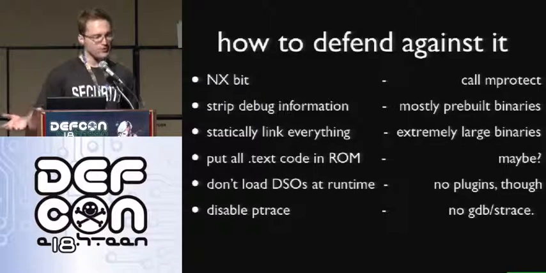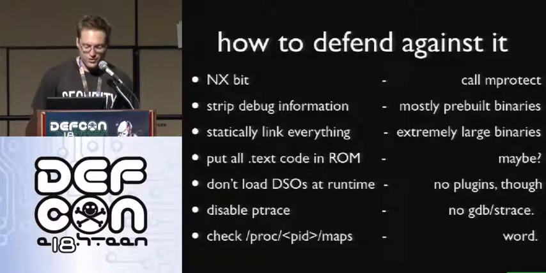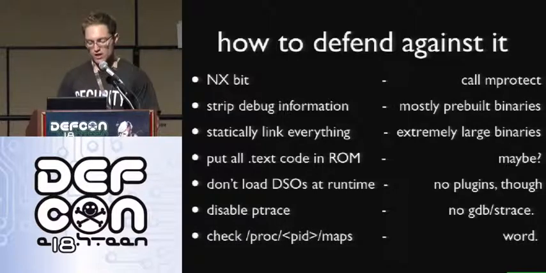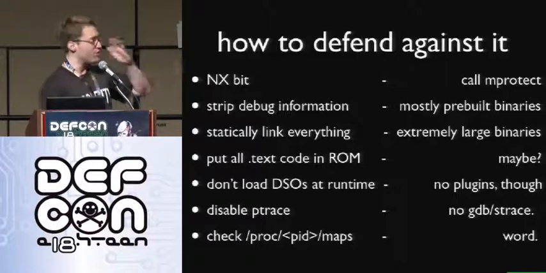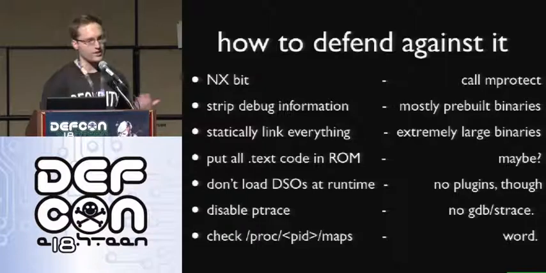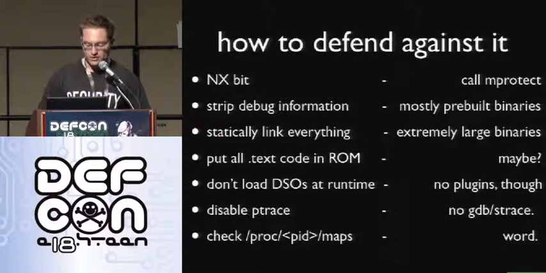You can disable ptrace, but ptrace is pretty sweet, and if you disable ptrace you lose GDB and you lose strace, and both of those are really useful. You can also check /proc/pid/maps. That works. If you watch /proc/pid/maps all day long and somebody injects a library in, it'll appear there and you can see, hey, this evil.so is now running in my process. So that would actually work. It's just kind of painful to do that.